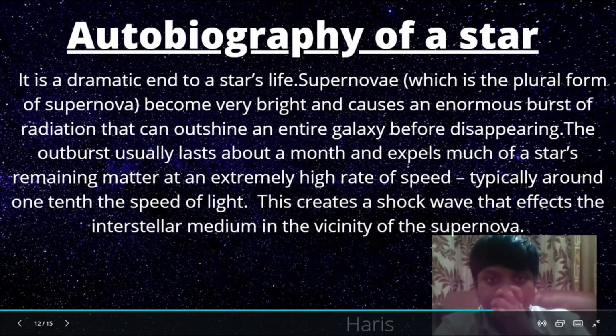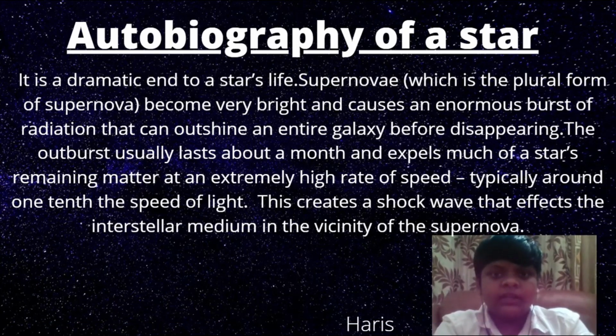A supernova is a dramatic end to a star's life. Supernovae, the plural form of supernova, become very bright and cause an enormous burst of radiation that can outshine an entire galaxy before disappearing. The outburst usually lasts about a month and expels much of the star's remaining matter at an extremely high speed, typically around one-tenth of the speed of light. This creates a shock wave that affects the interstellar medium in the vicinity of the supernova.